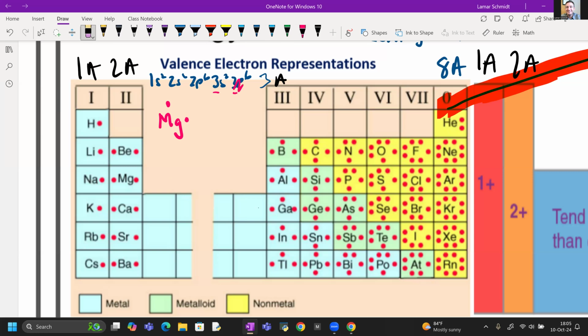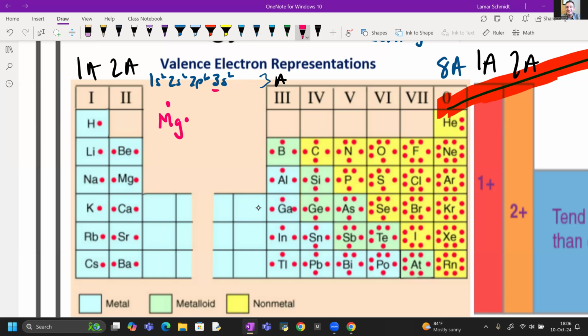I'm sorry. That's not right. I got carried away. It's 3s2. It stops at 3s2. Sorry about that. I do know what I'm doing. 3s2. There we go. So our highest energy level is energy level 3.